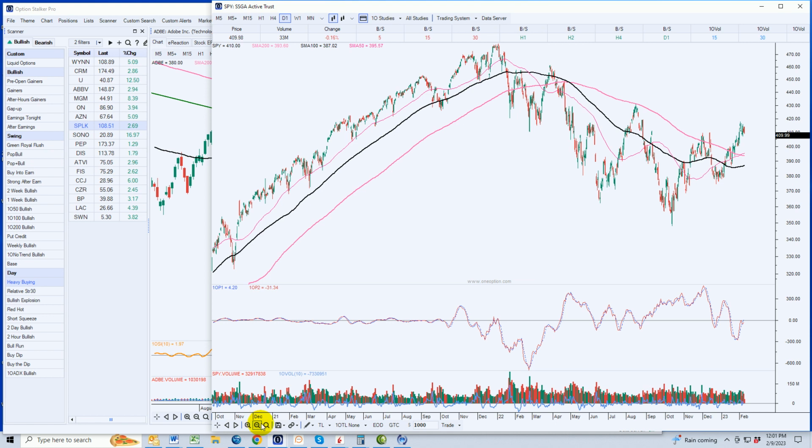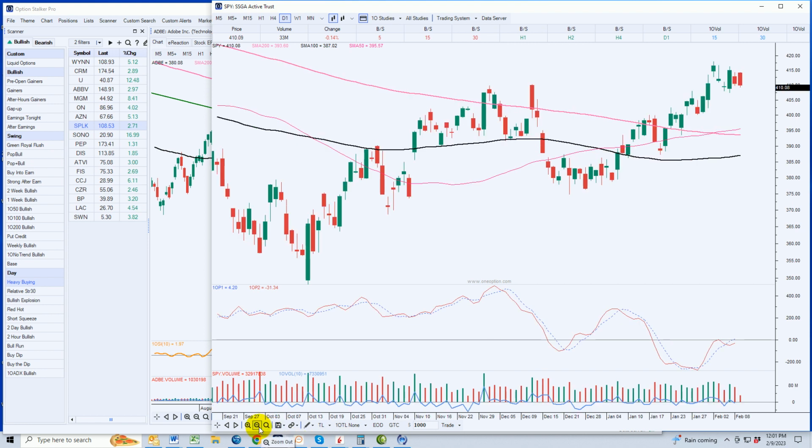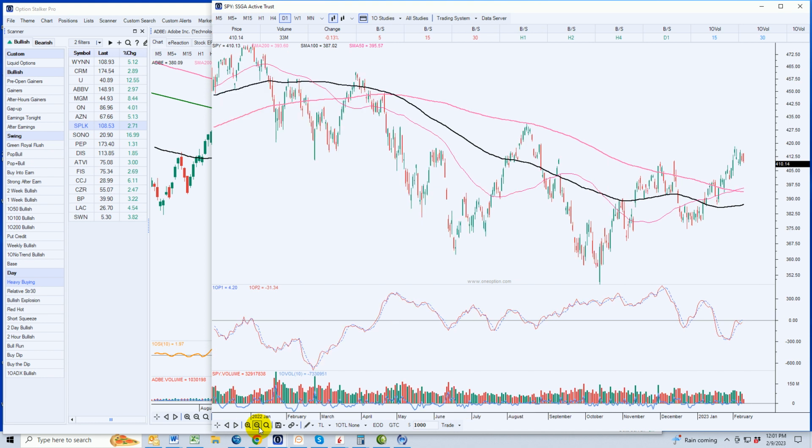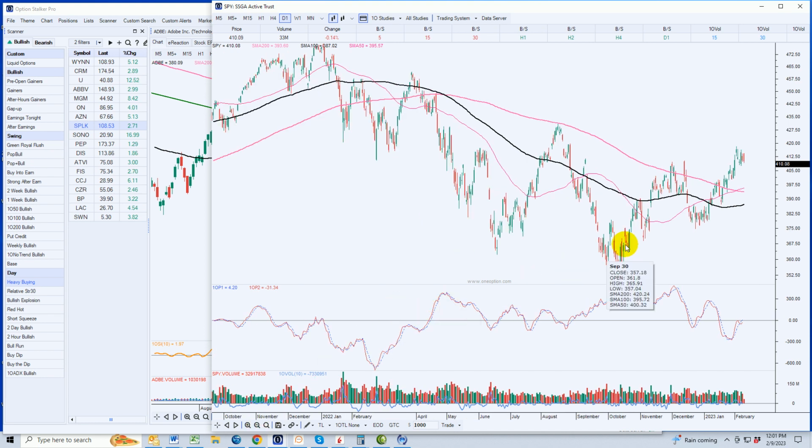Here's what has me fairly bullish on the market. You can see that we have this downward sloping trend line that comes into play right here. And that has been breached to the upside. So it's a little bit more difficult to see, so let me not zoom out quite as far.